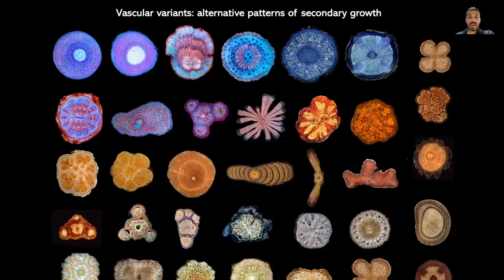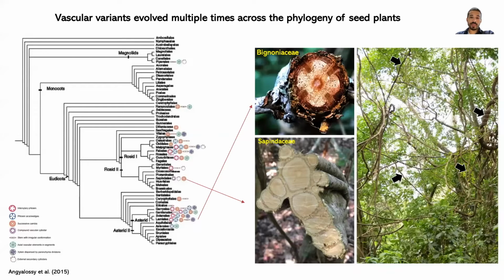But there is a wide range of alternative patterns of secondary growth, which I call vascular variants. And as you can see, vascular variants generate a beautiful anatomical diversity when we look at the stems in cross-section. And these various types of vascular variants evolved multiple times across the phylogeny of seed plants. So they are present in gymnosperms, but especially in the angiosperms. And here on the left, you can see summarized 8 types of vascular variants plotted in the phylogeny of angiosperms.